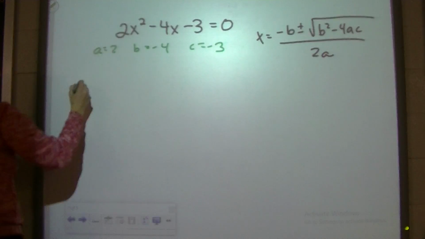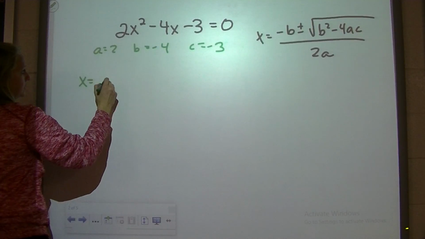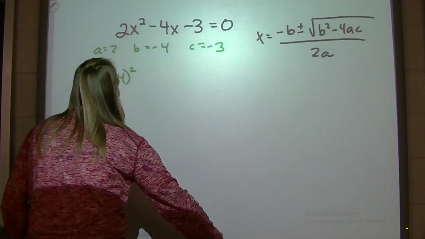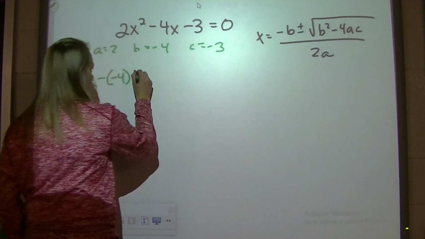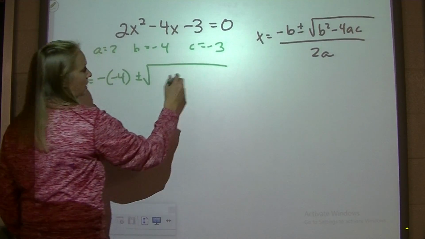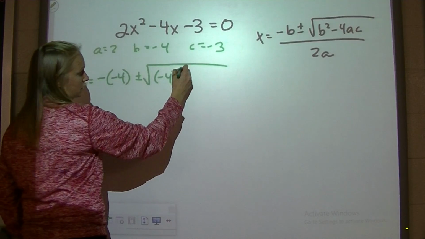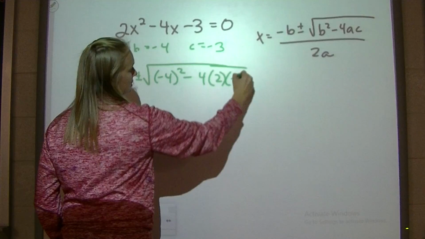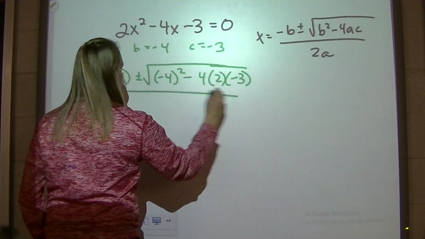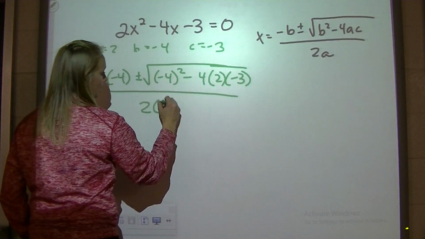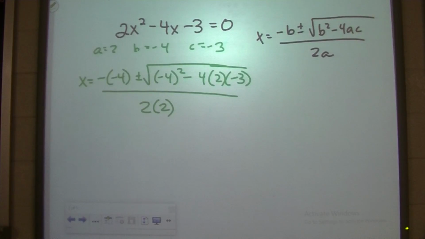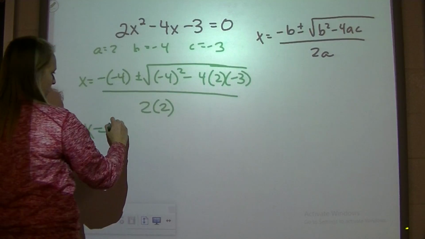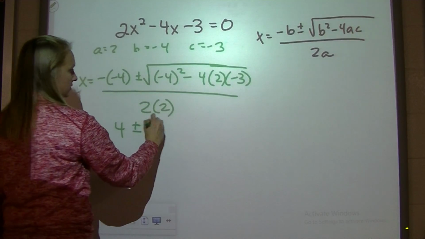quadratic equation. So we're going to have x equals opposite -4 plus or minus the square root of -4 squared minus 4 times a times c, and I'll divide all that by 2a. Okay, so we have that, and just like we did, we need to simplify. So opposite of -4 is +4, plus or minus.